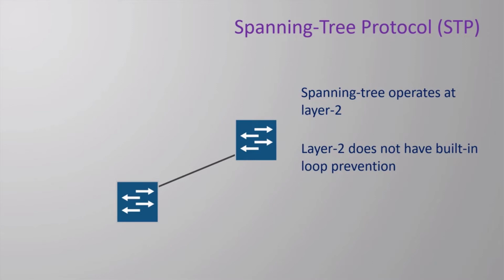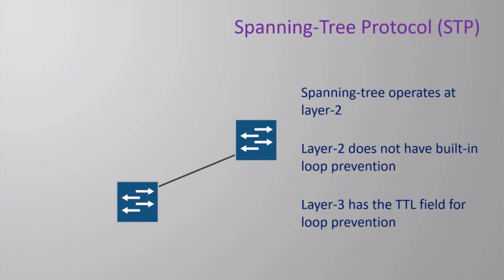Layer 2 does not have any built-in loop prevention. Layer 3 does have loop prevention. This is the time to live field in the IP header. Here, you can see the benefit to really understanding the lower levels of the OSI model. This doesn't seem too hard so far, right?